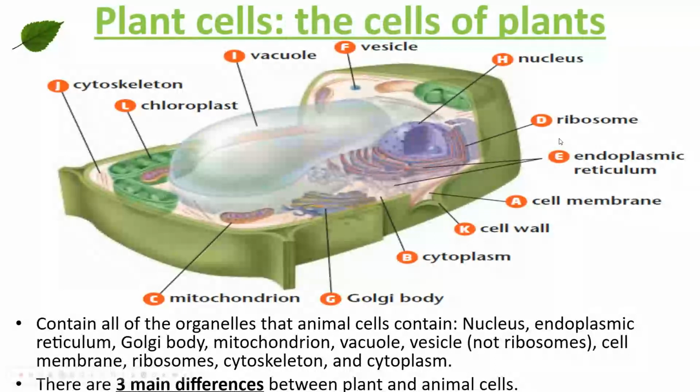In this video, we're going to focus on the main differences between plant and animal cells. As you can see here, we said that plant cells contain all the organelles that animal cells contain, so nucleus, ER, Golgi body, mitochondrion, vacuole, vesicle, and ribosomes. They contain cell membranes, ribosomes, skeleton, cytoplasm. We saw that they do have a bit of a difference in terms of their vacuole, what that looks like, but there are some more differences that we have to see. So we're going to take a look at the three main differences between plant and animal cells.